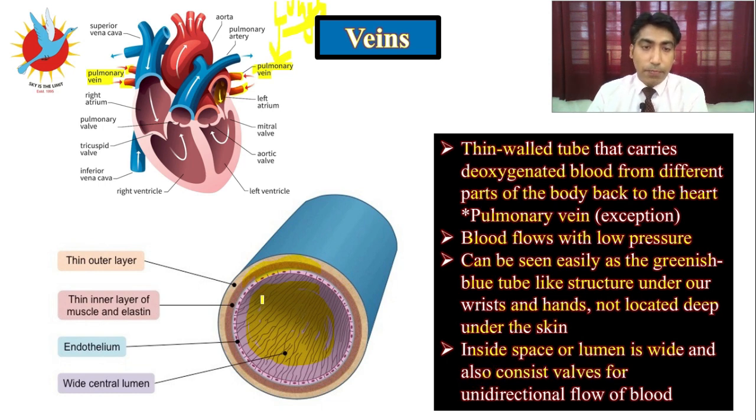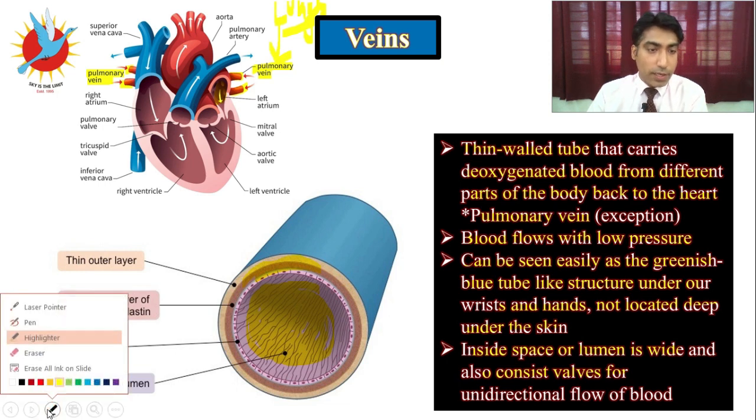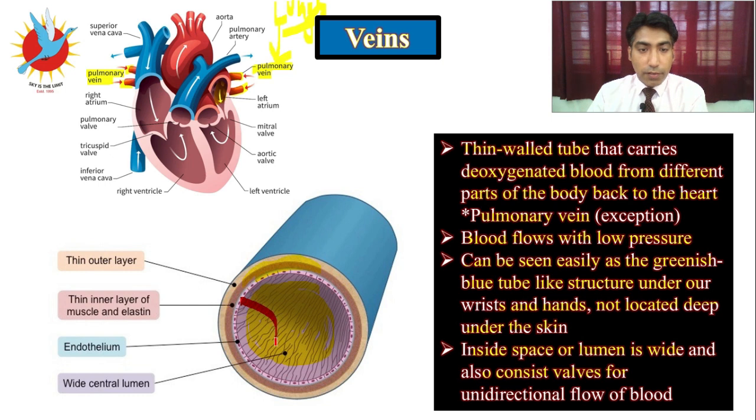That is why special types of walls, or valves, are present inside the veins. Suppose these are the walls that remain present inside the veins. These special walls prevent the backflow of blood, because blood is flowing with very low pressure here, so there may be chances of backflow. To prevent this, veins have valves in them.